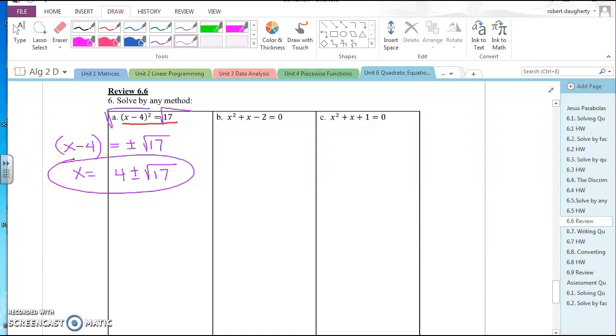So this one, what do I want to do? So I have to think, well, can I factor this? Are there numbers that multiply to -2 and add to 1?